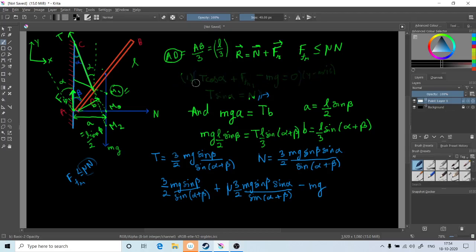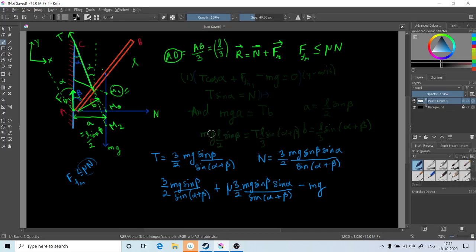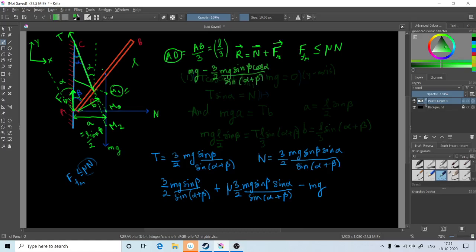So now we will be simplifying further. Let's just rub it out. Which gives us mg minus 3 by 2 mg sine beta cos alpha divided by sine (alpha plus beta), which gives mu times 3 by 2 mg sine beta sine alpha divided by sine (alpha plus beta).